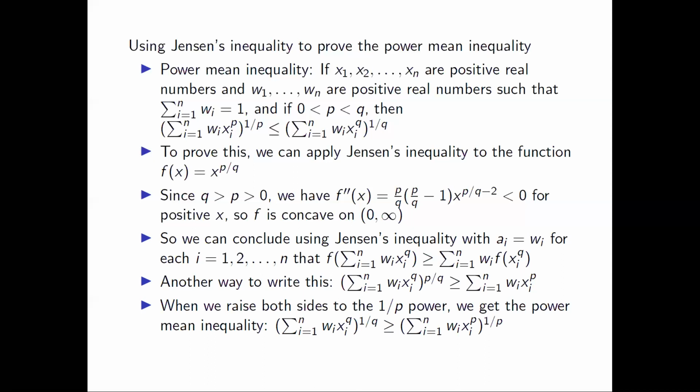Now, we can take both sides and we can just raise them to the 1 over p power. When we do that, the left side becomes the sum from i equals 1 to n of wi times xi to the q raised just to the 1 over q. And the right side becomes the sum from i equals 1 to n of wi times xi to the p raised to the 1 over p. And that was all we wanted to prove. So that's the power mean inequality.